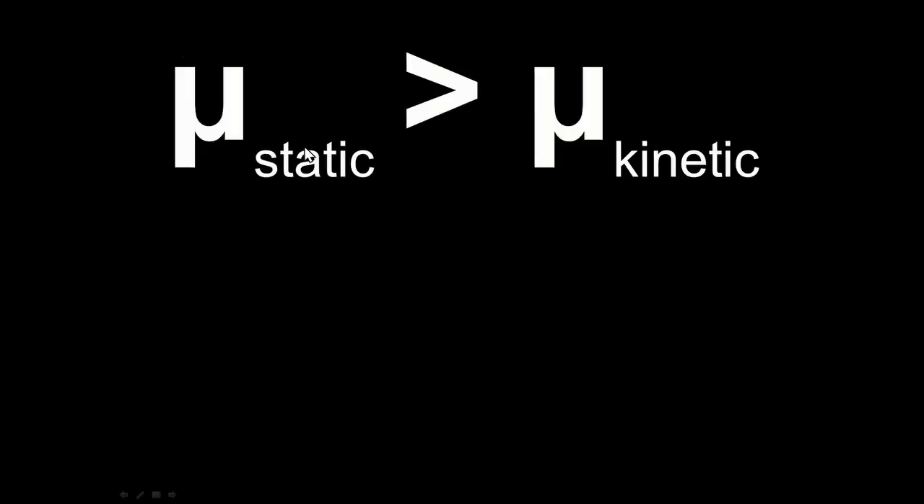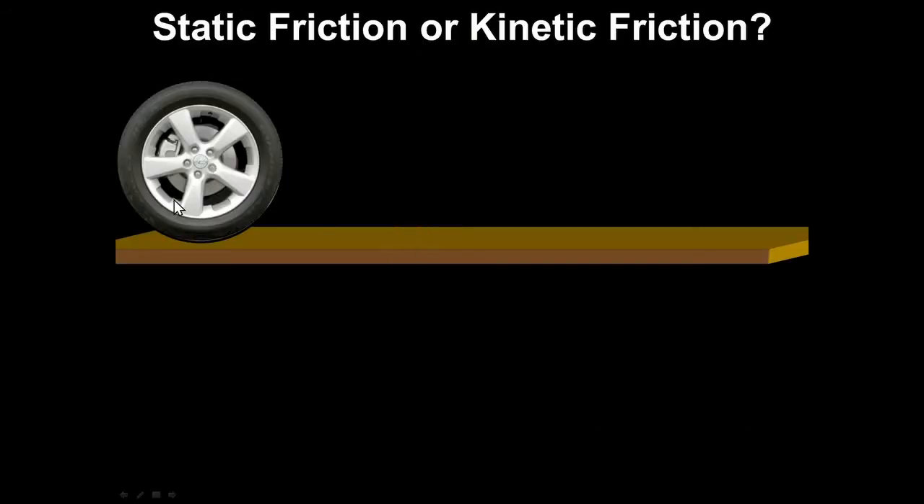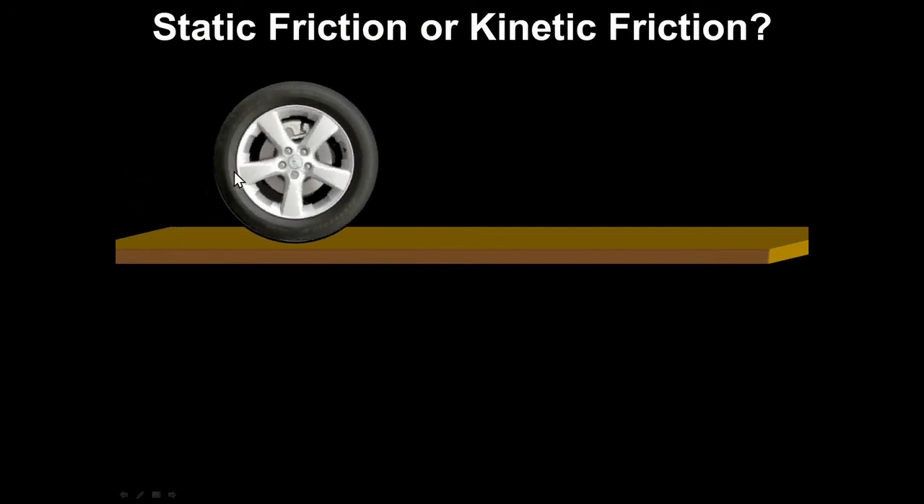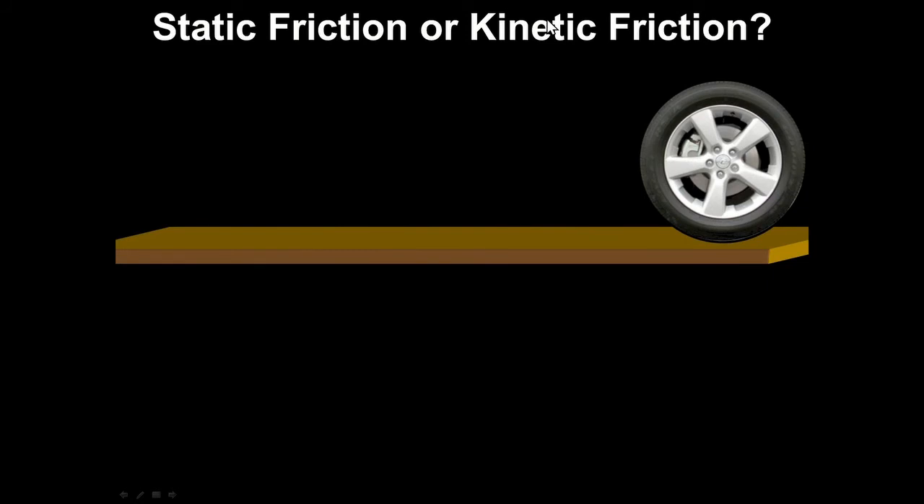The coefficient of static friction is always going to be greater than the coefficient of kinetic friction. So that's just what we say there. Coefficient of static friction is always greater than the coefficient of kinetic friction. So let's see if we can apply that to a tire. If a tire is rolling down the road like that, is it static or is it kinetic? A lot of people want to say kinetic, but it's actually static.